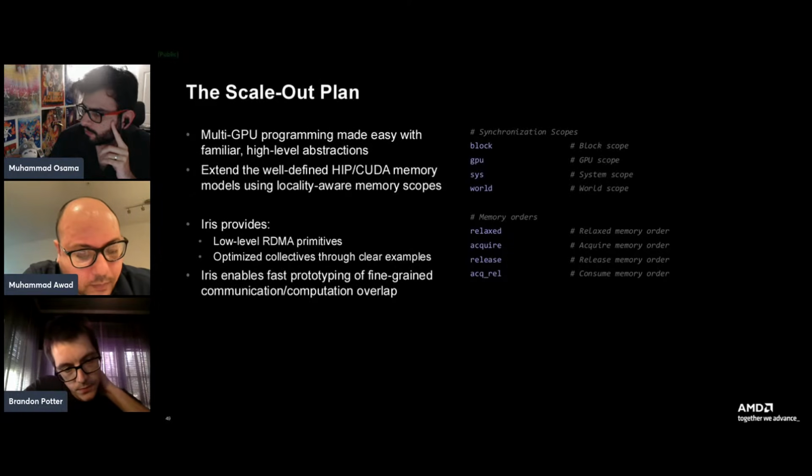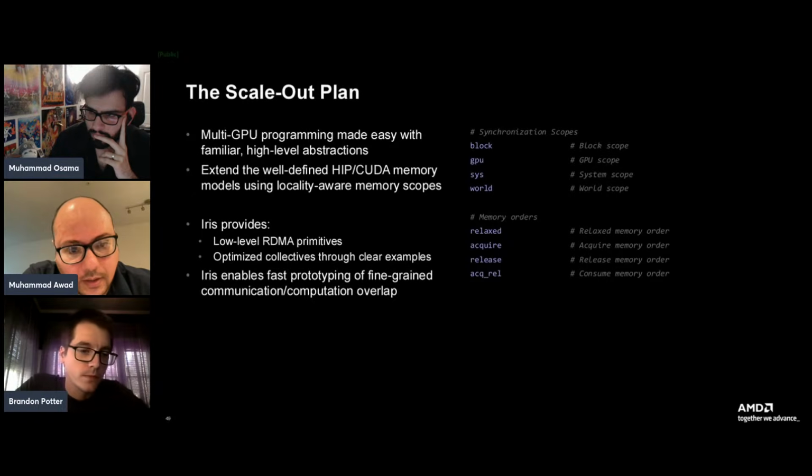Same thing for scopes as well. I know that a synchronization at block scope is going to be cheaper than GPU scope. It's going to be cheaper than system, and it's certainly going to be cheaper than world. So as long as I know exactly the cost of these operations, I think programmability will be the thing that I'm looking for. So we're going to implement this world scope. I think it's very, very doable, and we have some initial ideas on how to implement that.